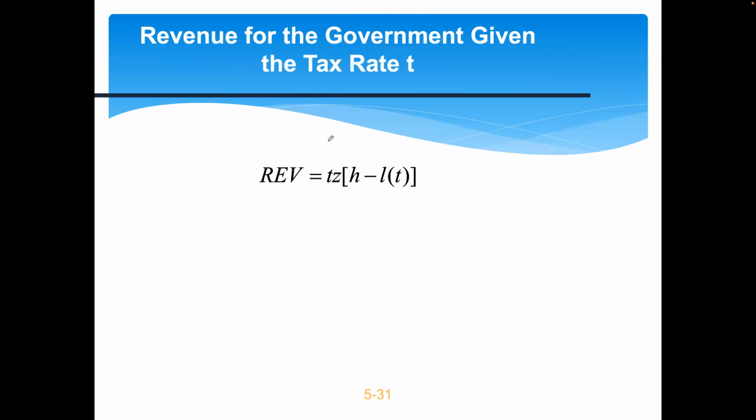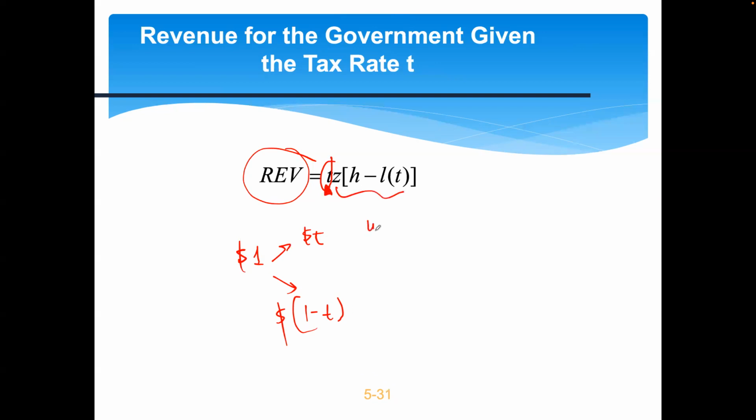Now let's look at how government tax revenue is going to change with T. What this tells us, on the left side, is total tax revenue. Tax revenue equals what? T is the tax rate. Remember, for each dollar I earn, T dollars goes to the government, and 1 minus T goes to myself. So for each dollar I earn, the government is going to take T. Now, what is this? This D is essentially W.